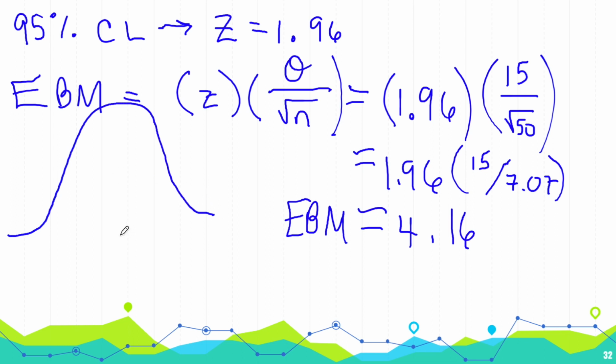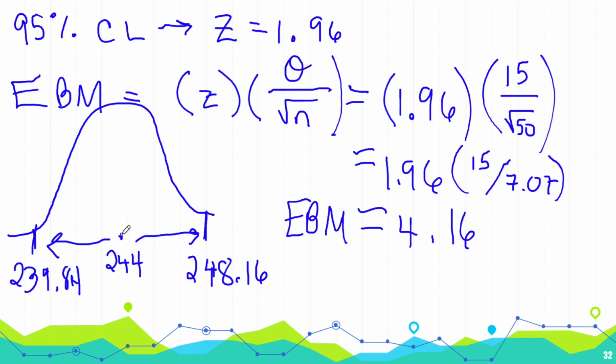We're going to go out 2 standard deviations to the left and to the right of our mean. Our mean weight was 244 pounds. And so now I want to go 1 EBM to the left and 1 EBM to the right of this mean point, x bar, 244 pounds. So if 244 is our mean, and we go minus 1 error bound, that's 239.84 pounds. And if we go up 1 error bound, it's 248.16 pounds.